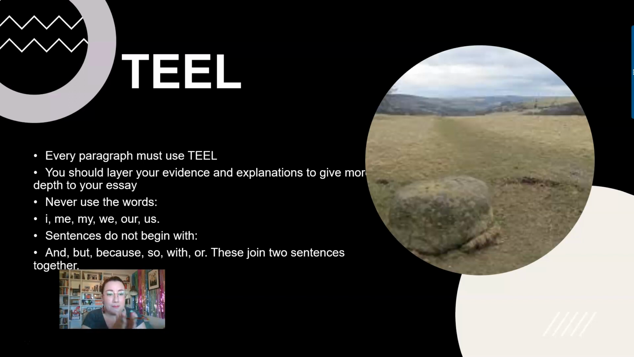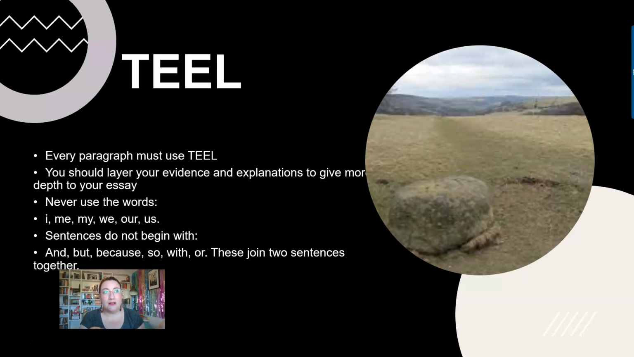So every paragraph in an analytical essay must use TEAL. Okay, not your intro, not your conclusion, but the actual paragraphs. Now, because you are big kids now, you can't just use one evidence and explanation. What you guys are writing now is like TEAL. Okay, you're writing topic sentence, evidence, explanation, maybe even evidence, explanation, and then link. Now you're layering your evidence because it gives you more depth to your essay.